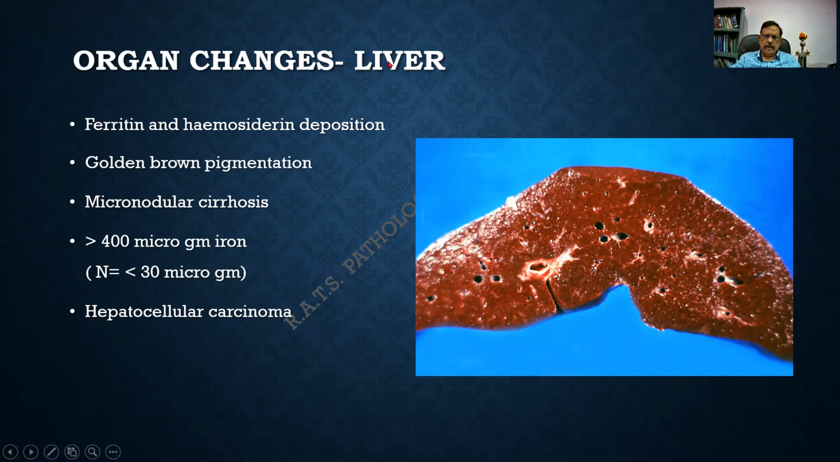Another thing that we should remember is what are all the changes in the various organs in hemochromatosis. Liver is of paramount importance. There is a deposition of ferritin and hemosiderin, and you see the color itself changing into golden brown. There is a micronodular cirrhosis, and you find that there will be more than 400 micrograms of iron. Normal is 30. Sometimes the patients can develop a hepatocellular carcinoma. So a golden brown color, micronodular cirrhosis, there can be a predisposition to hepatocellular carcinoma.